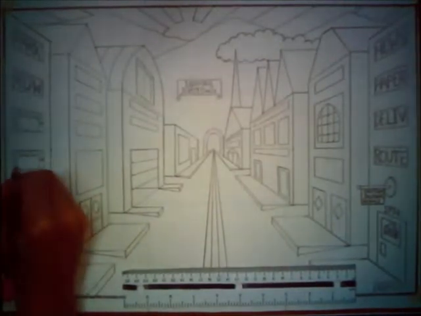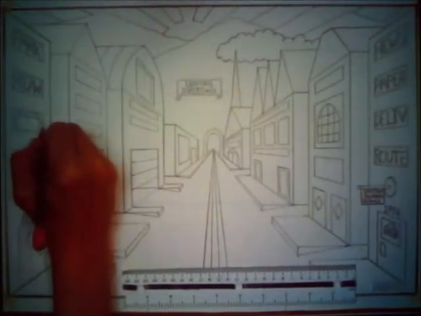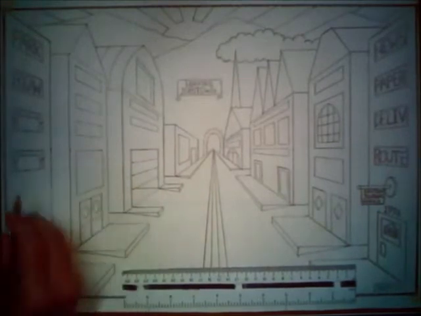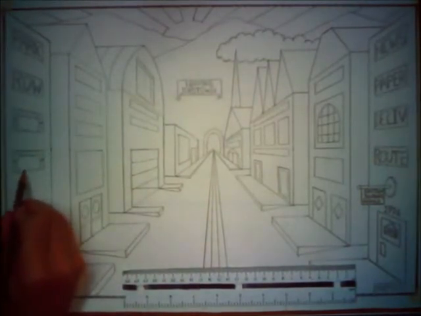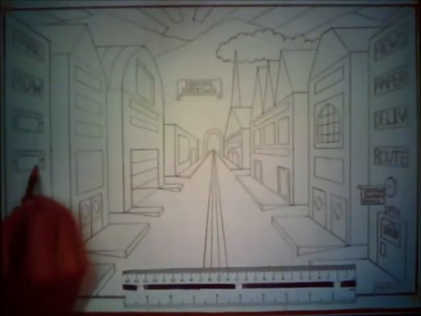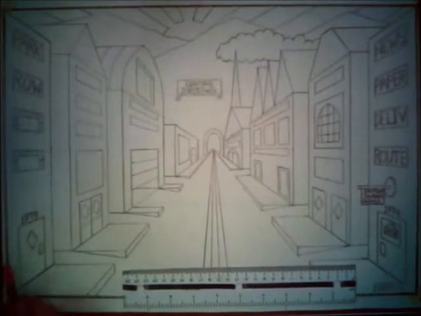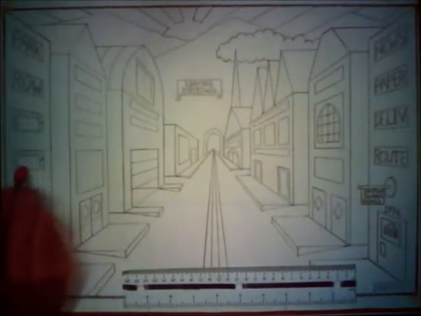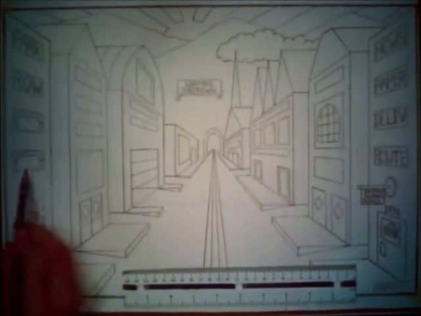Okay, and some more pleats. Now, thing is, we are looking kind of down into this a bit, aren't we? No, we aren't really. I'm going to leave it alone. Can't get it overcomplicated.